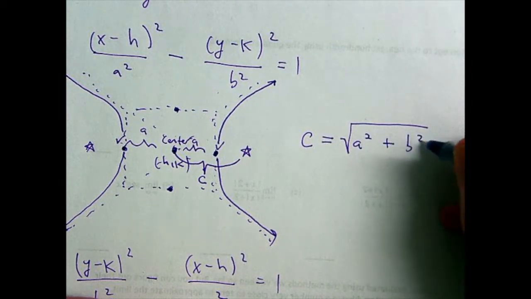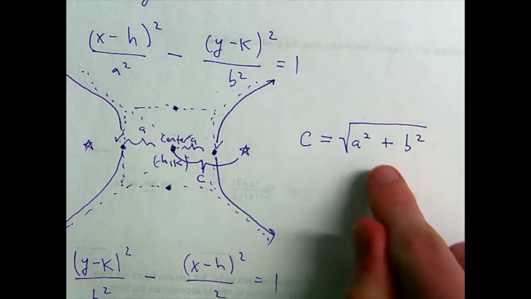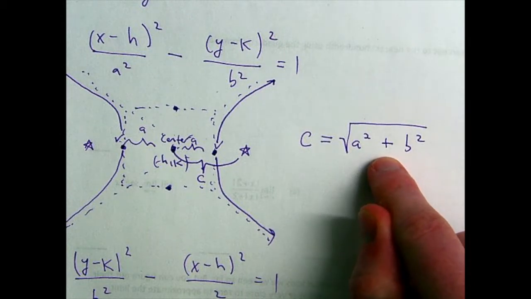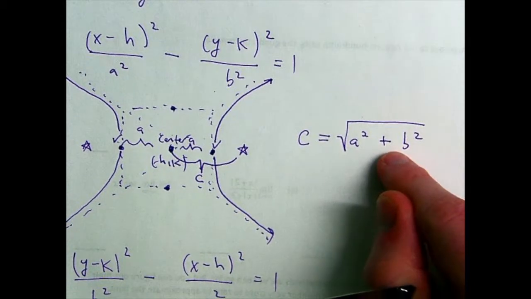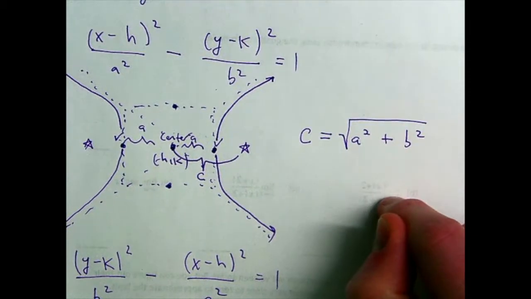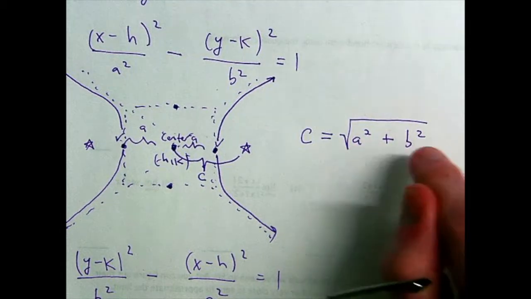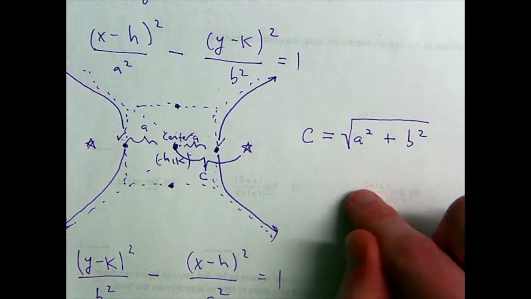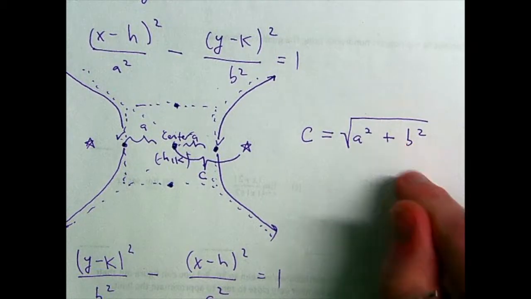If you remember with ellipses, it was very much like this, except there was a minus. And if you remember, actually, for ellipses, there were two different formulas for c. One was a squared minus b squared, and the other was b squared minus a squared. Fortunately, in this case, we just have one formula for c.